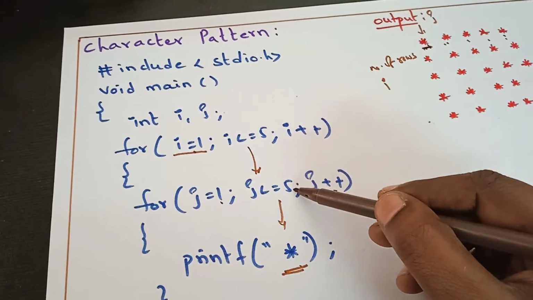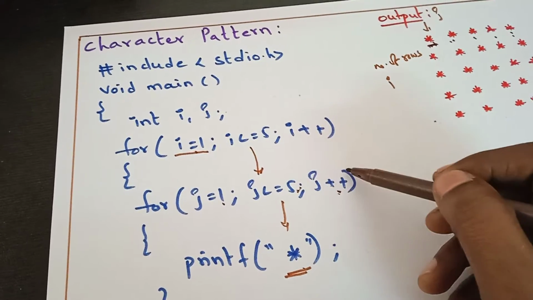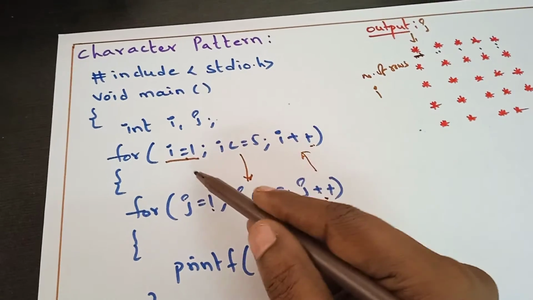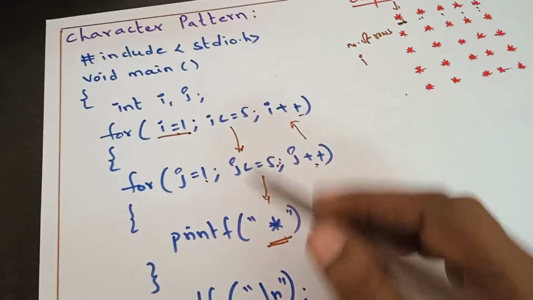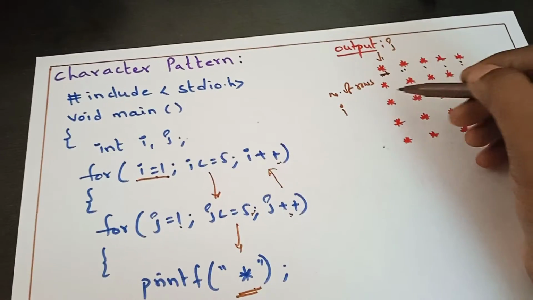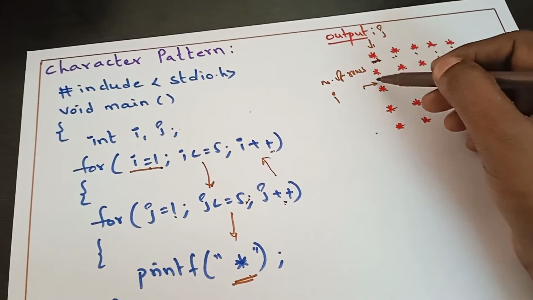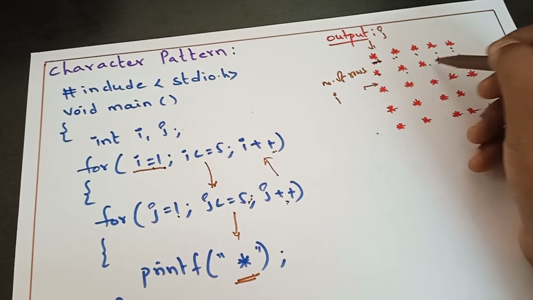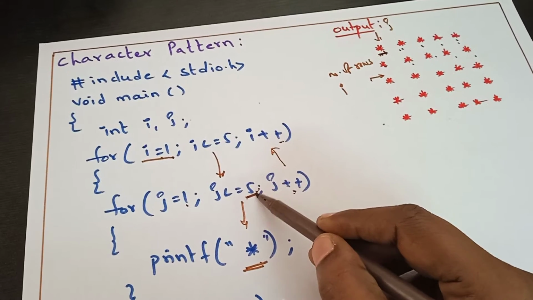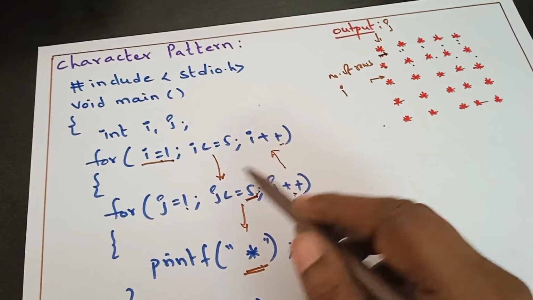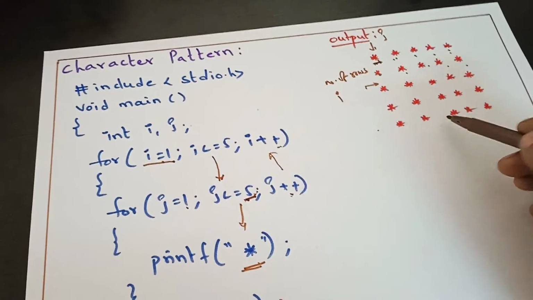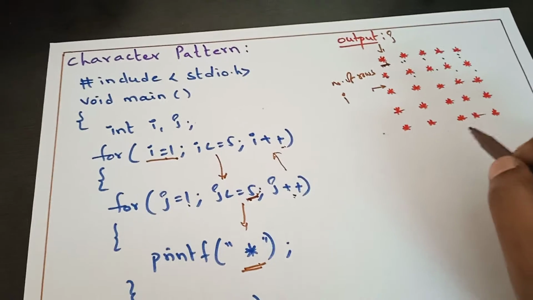When j value becomes 6, the condition fails. When the condition fails, we go to the top, that is i plus plus. This time i value will be 2. When i value is 2, the second row will begin in the new line. Now again j value will begin with 1, 2, 3, 4, 5. So until j value 6, the loop will get repeated. When j becomes 6, the condition will fail. Right? So this is how a character pattern is printed.